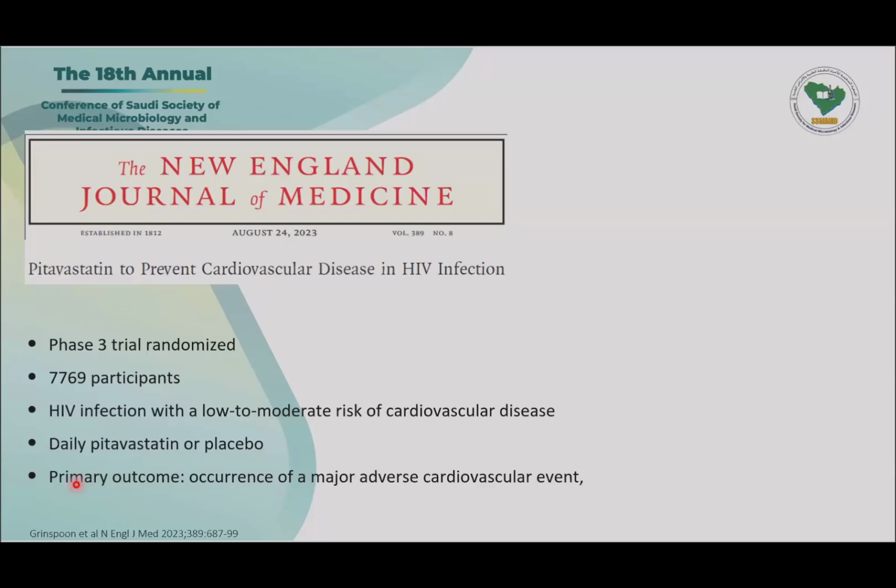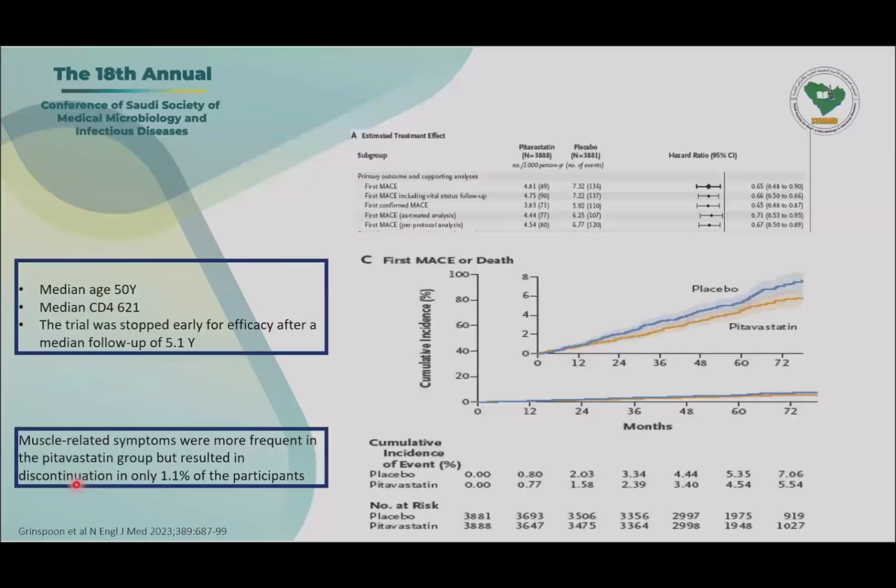So randomization was receiving pitavastatin versus placebo, and the outcome was a composite outcome of occurrence of major adverse cardiovascular event. Just a quick note about the baseline characteristics. The median age was 50. The median CD4 count was around 600. And the trial was stopped early, around median of 5 years, for efficacy. The main side effect was muscle-related side effects in the pitavastatin group. However, this led to minor discontinuation, around 1% of the pitavastatin group.